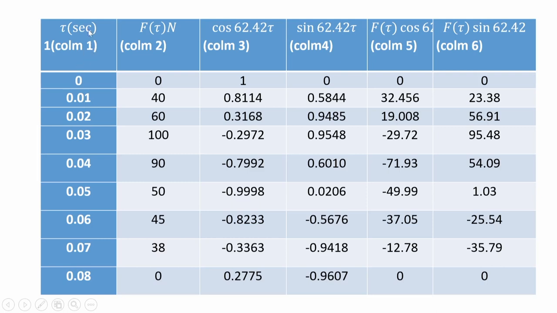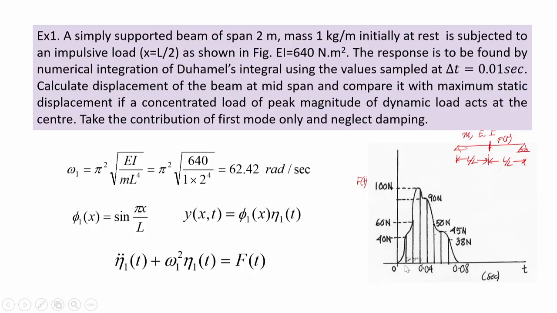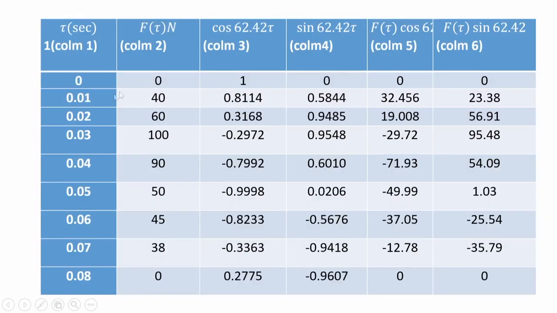So first we write the time. The first column represents the time: 0.01, 0.02, like that up to the end of the pulse, 0.08. Then f(tau) is written in column 2. According to this figure, at 0.01 the force is 40 newton, at 0.02 it is 60 newton, at 0.03 it is 100 newton. Like that, whatever is there is sampled at the time instants and written in the table. So 0, then 40 at 0.01, 60 at 0.02, 100 at 0.03, 90 at 0.04, 50 at 0.05, 45 at 0.06, 38 at 0.07, and 0 at 0.08.